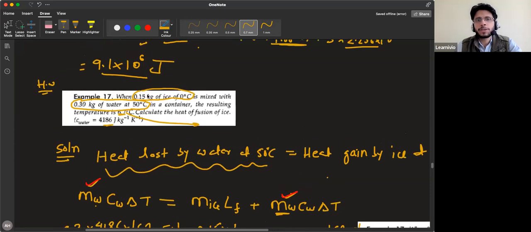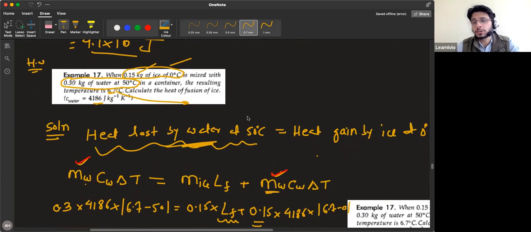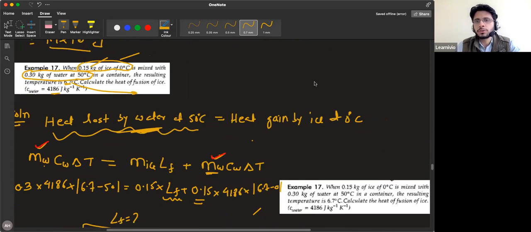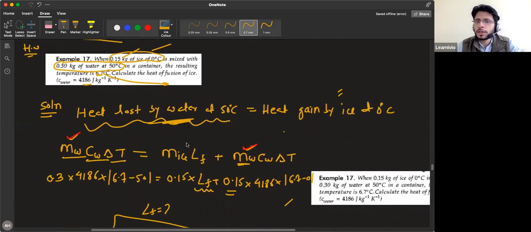See, here, if you are mixing ice and water, then ice will gain heat and water will lose heat. So you can say that heat lost by water, because water is at 50 degrees Celsius, is equal to the heat gained by ice at 0 degrees Celsius. The heat lost by water is mass of water into specific heat of water into change in temperature. Heat gained by ice: ice is at 0 degrees Celsius and gets converted into water at 6.7. So ice will gain heat in two steps. First, it will melt. Then its temperature will rise.